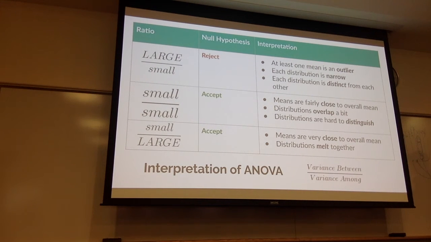And if both the numerator and denominator are small, that means they are fairly close. Distributions overlap a bit and it's hard to distinguish. But if the numerator is small and the denominator is large, the distributions melt together. They are totally the same, or almost the same.